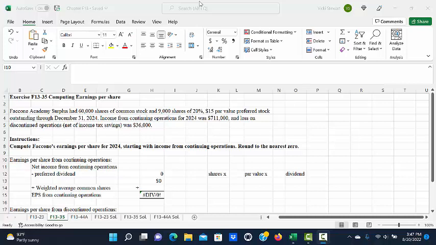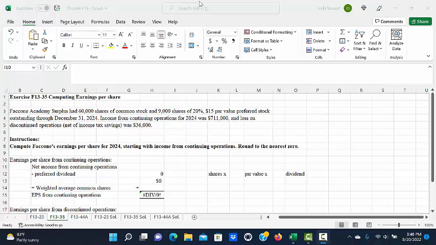This is a demonstration of exercise F1335, computing earnings per share. Pecan Academy Surplus had 60,000 shares of common stock and 9,000 shares of 20% $15 par value preferred stock outstanding through December 31st, 2024. Income from continuing operations for 2024 was $711,000, and loss on discontinued operations net of income tax was $36,000.